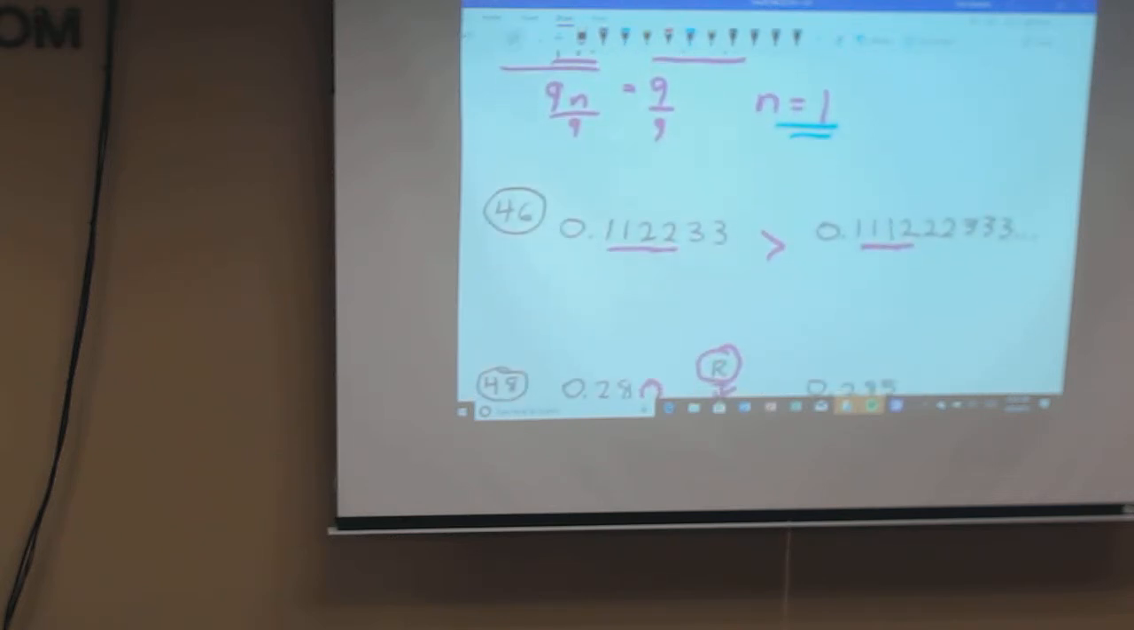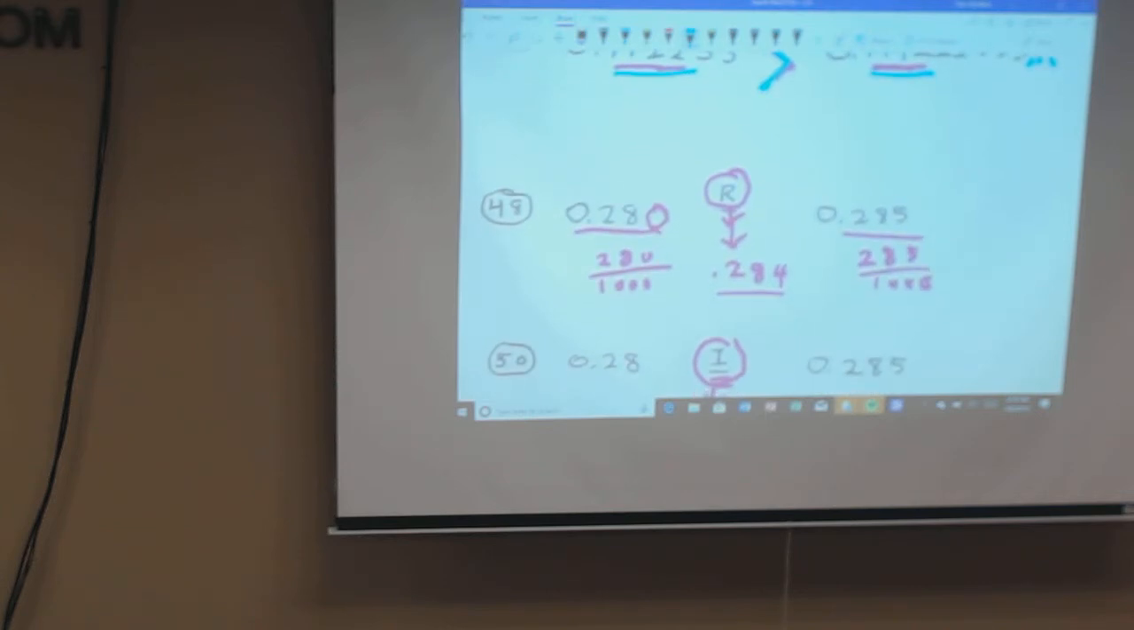46. Okay, 46. The first one terminates, the second one repeats. But all I have to do is look at 4 places to find that this is 1122 and this is 1112. So I would go 1112, 1113, 1114 to get up to 1122, so that makes this one larger. Everybody follow that process?